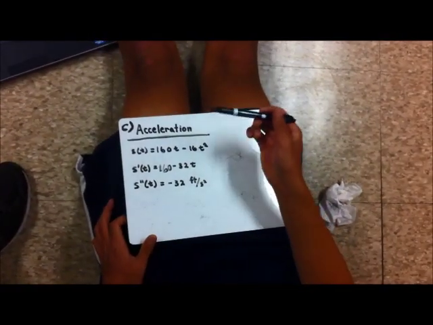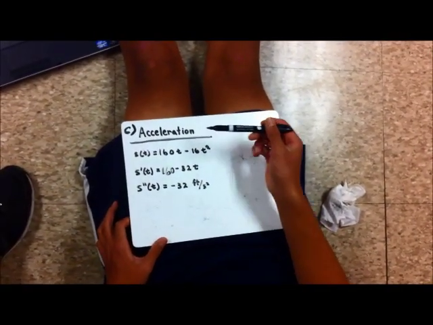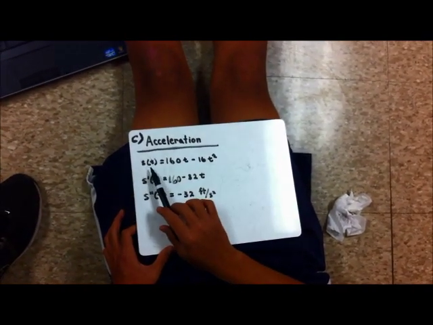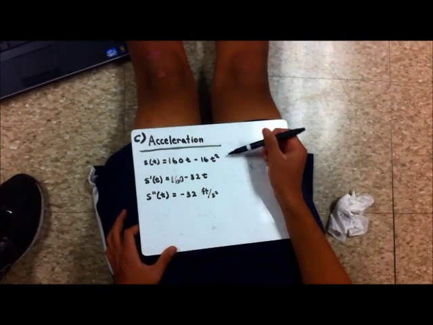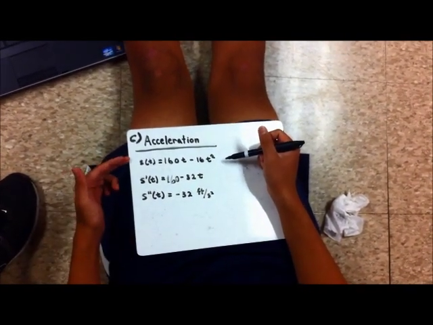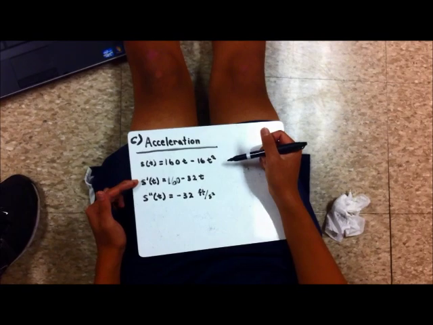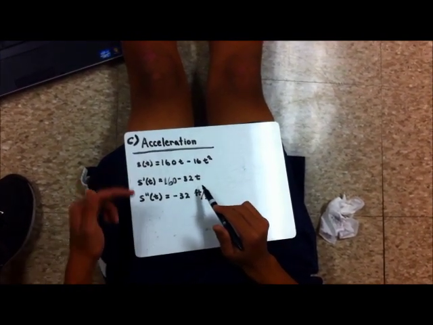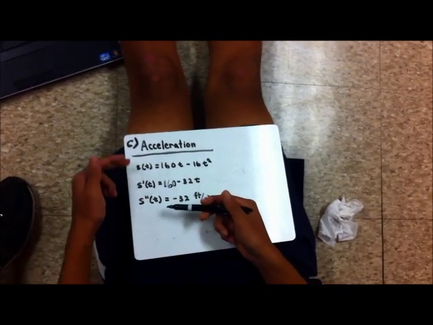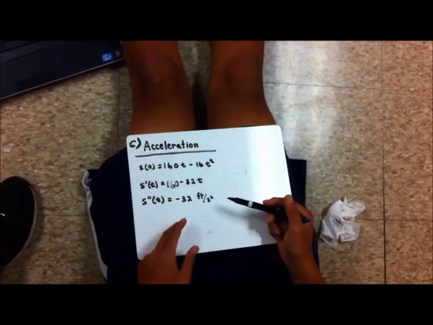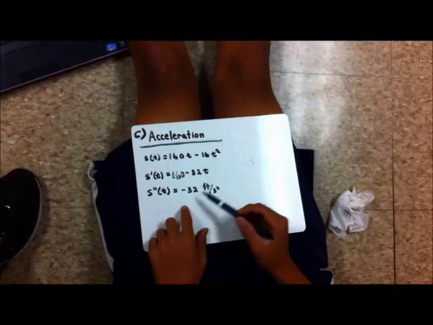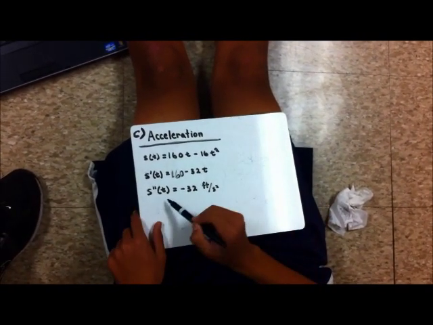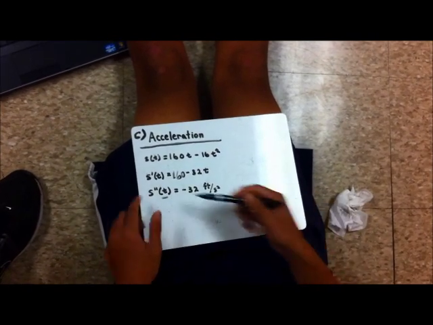Alright, so now we're going to find the acceleration of the rock at time t during its flight. So s of t equals, this is the original equation. Now if we find the derivative of the original equation, we get 160 minus 32t. Now if we find the derivative of that derivative, which is the second derivative of the first equation, then we find that the value of the acceleration is negative 32 feet per second squared at time t during the flight.